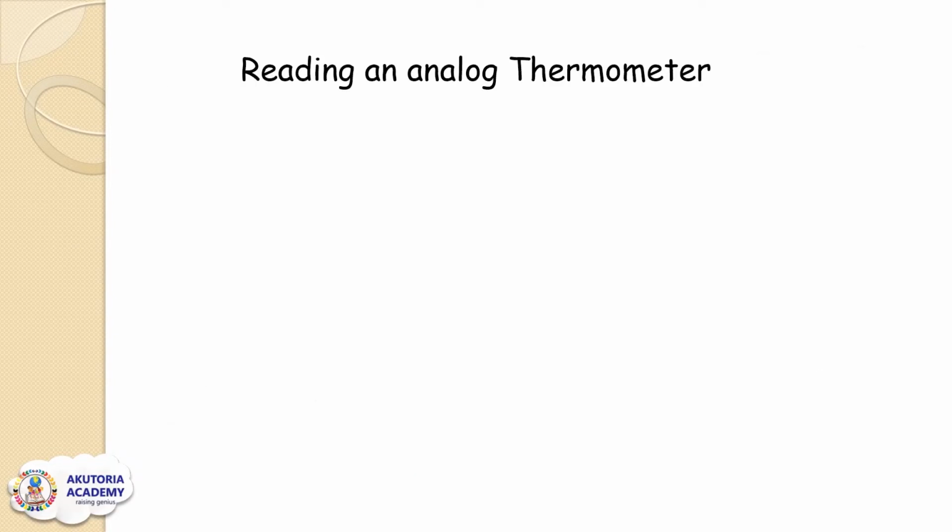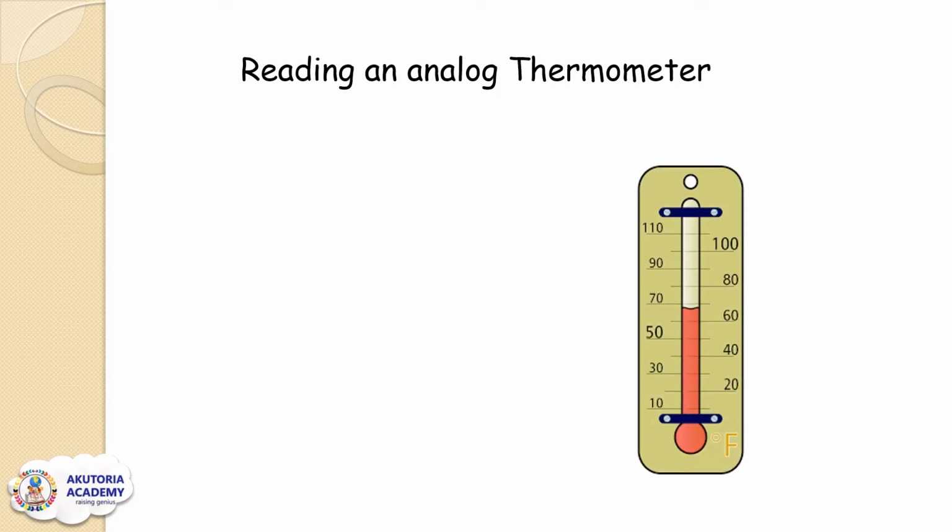Alright, now we're going to see how we are going to read an analog thermometer. This can be done by looking at the level of the mercury on the calibration on the thermometer. This can be measured either in Fahrenheit or centigrade.